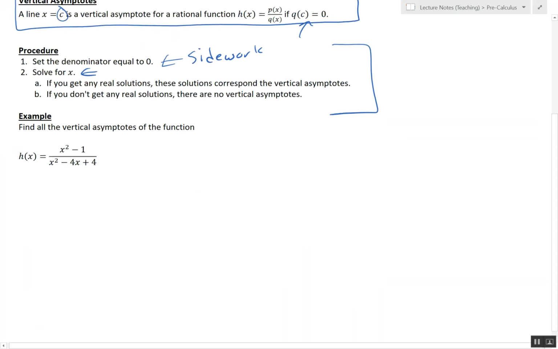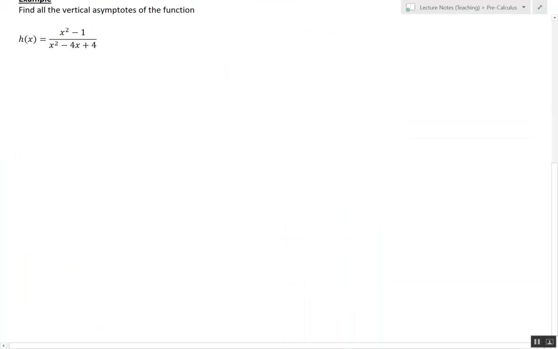So let's look at an example here. Find all the vertical asymptotes of this function. So we have to do some side work here. And even though I'm calling this side work, even though this is the main work of this problem, when we go and do the actual graphing, this will be actually side work for the graphing problem, so that's why I'm calling it side work now as well.